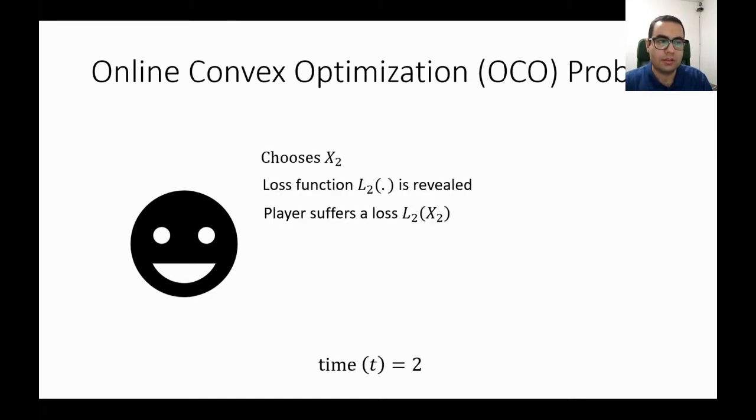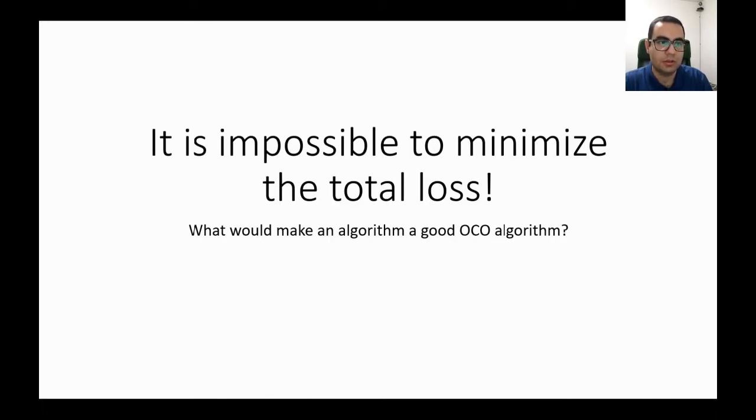And again, the player suffers the loss, L2, regarding his second decision, and observes the second loss function, the whole function, without forgetting the first one. He will keep remembering the loss functions and use them for future decision making. It should have crossed your mind that minimizing the total loss seems impossible, as the adversary can choose however he wants. So, what is a good metric to judge our decision-making algorithm?